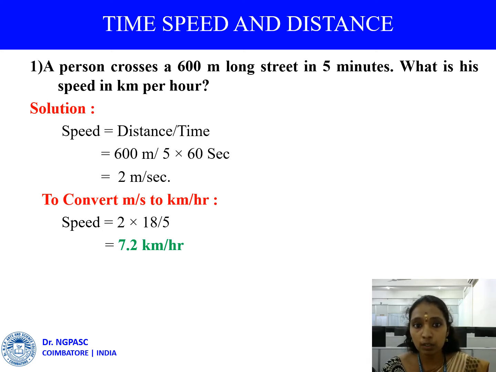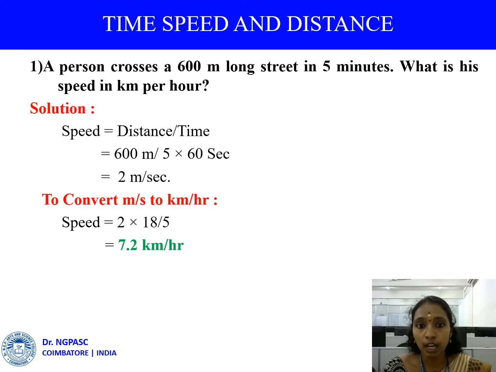So speed equals distance divided by time. Distance is given as 600 meter, so the unit is meter, and time is in minutes. So here we need to convert to meter per second. For that purpose, from minutes to seconds, we calculate 5 into 60, which will be equal to 300.